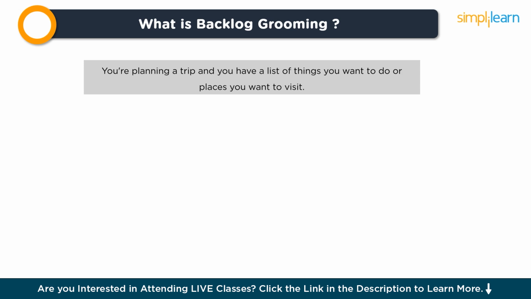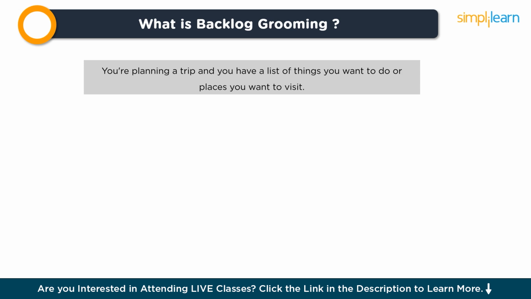Now, think of this list as your backlog in Agile terms. It's a list of tasks or features that need to be completed for a project. Backlog grooming is like going through this list regularly to make sure it's organized, prioritized, and ready to be worked on.